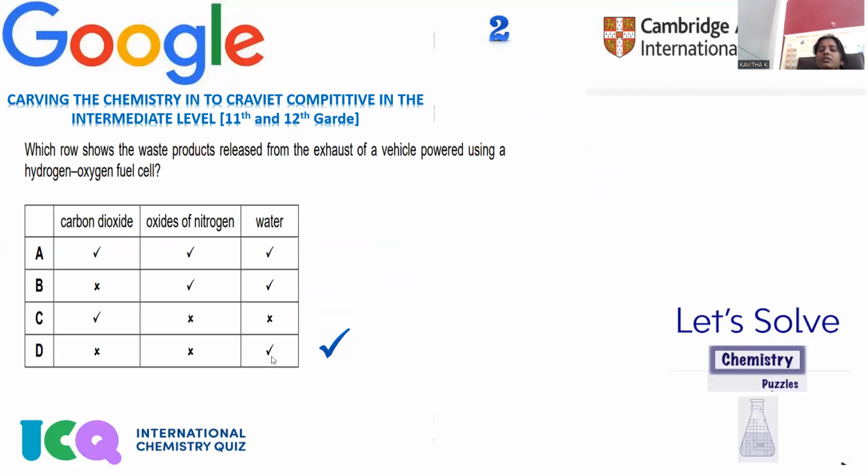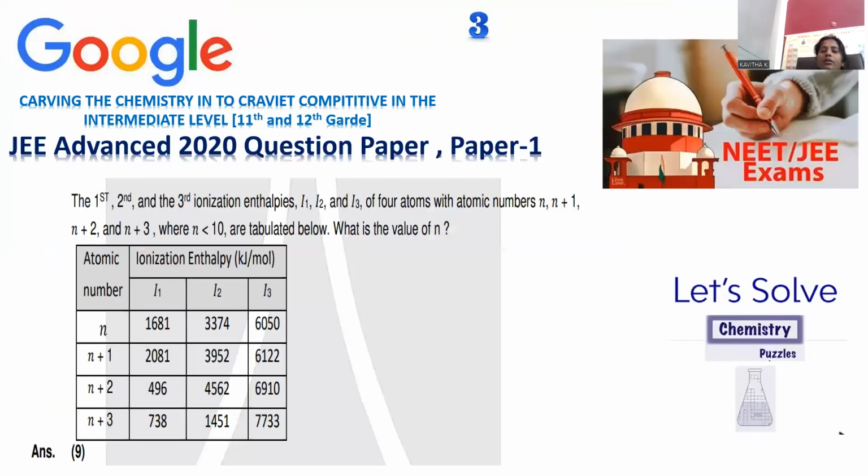We can't say water is the waste product, because though it is the output, it is a material that finds further applications. So we can't say it is the waste product from the hydrogen oxygen fuel cell. It is the best product, right? For question number 2, option D will be the correct answer. Move on to question number 3.